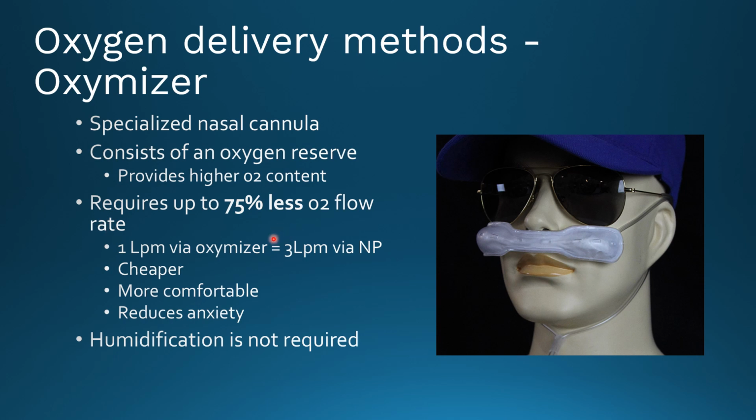So if the patient was on 3 liters per minute via nasal prong, they would need approximately 1 liter per minute via oximizer, which is a significant reduction, especially if we get into the higher liters per minute. It can be cheaper just because it does require less oxygen. It is more comfortable. It does reduce a lot of anxiety, especially in the higher liters per minute.